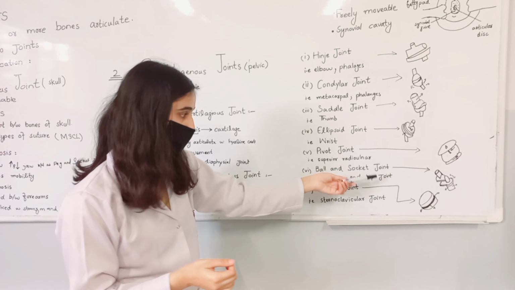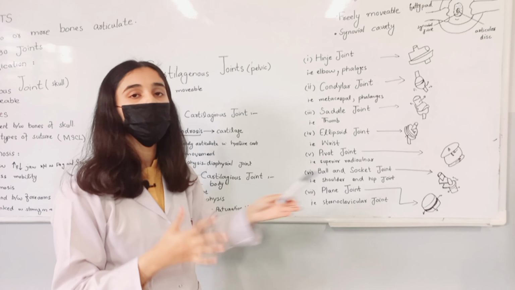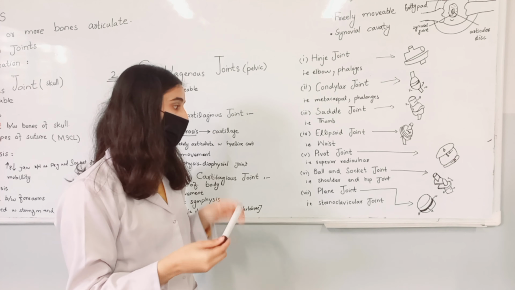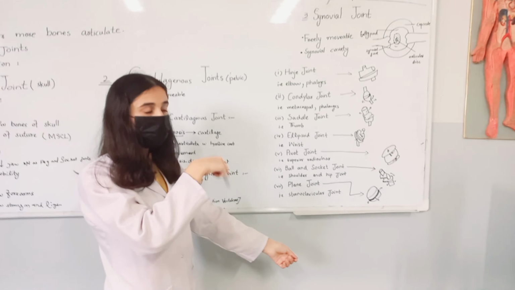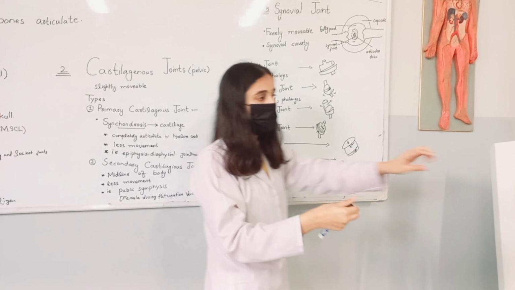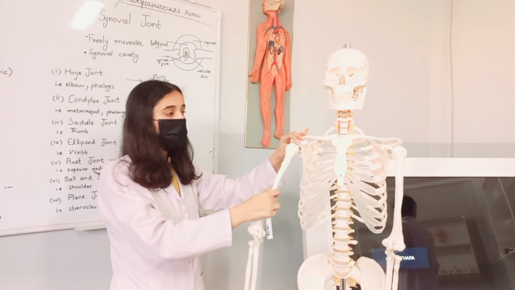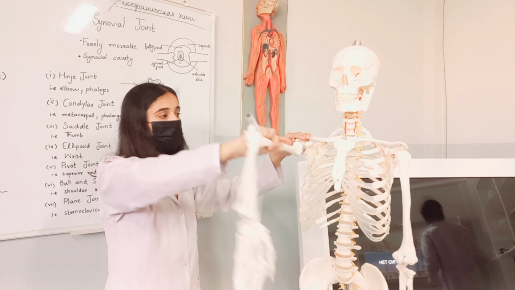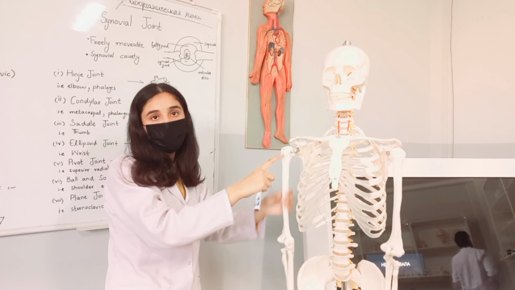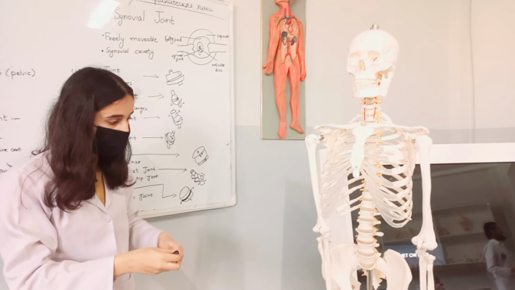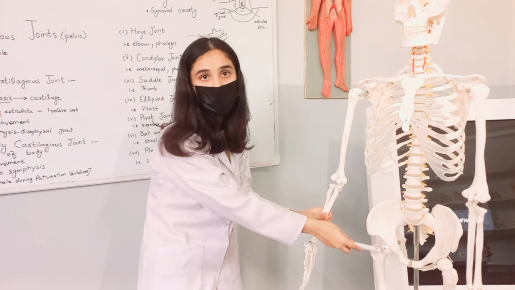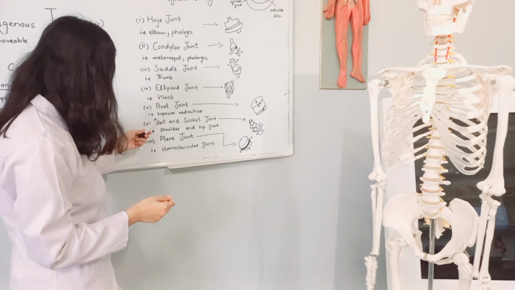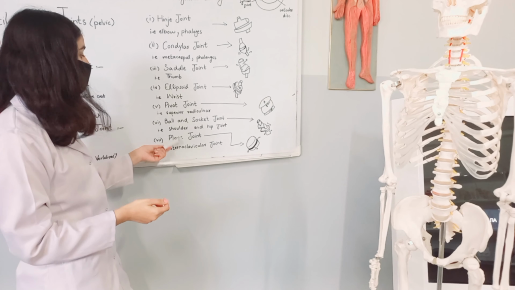Then ball and socket joints. These joints show 360-degree movement, like our shoulder. It moves 360 degrees. I can show you like this. It is moving now. It shows 360-degree movement. It is ball and socket. Same like this, hip joint. It shows 360-degree movement.